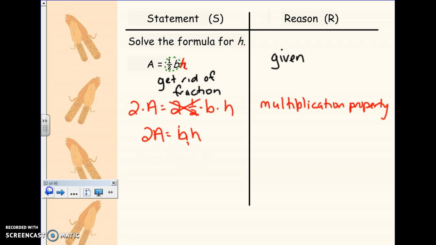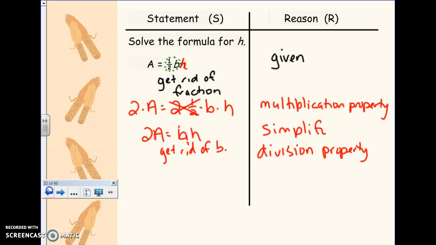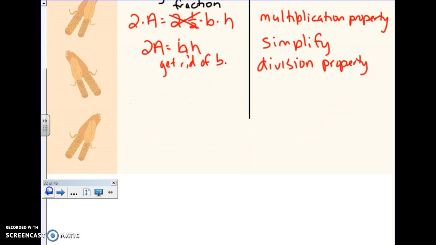And to do that, I'm going to use the division property. Oh, I forgot to write down that I simplified. I knew that space looked empty. So 2a equals bh. And again, I'm trying to get rid of that b on the h. So I'm going to divide both sides by b, because that'll cancel out those b's. And I'm left with 2a over b equals h.